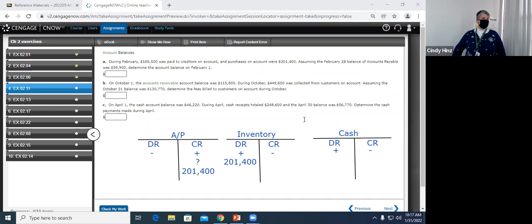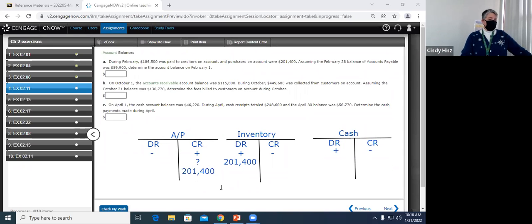What's the other thing it tells us in this exercise? $186,500 was paid to creditors on account. We don't know how much we owed in total because we don't know the beginning balance. But we added to that balance another $201,400 when we bought that inventory from our suppliers. That's probably not just one purchase. It might be multiple purchases throughout the month of February. We are just looking at it as a combined entry. That's okay. Could be just one purchase for the total.